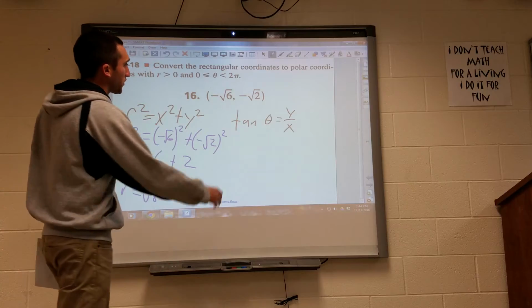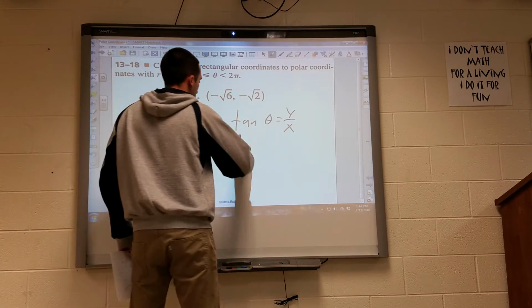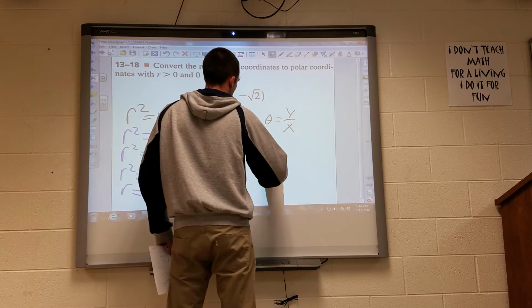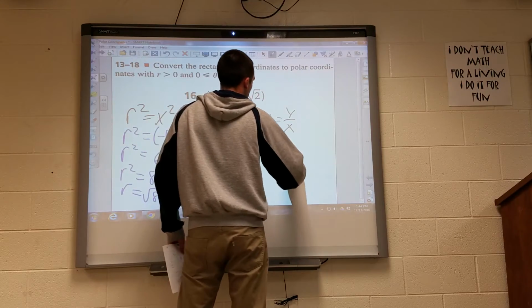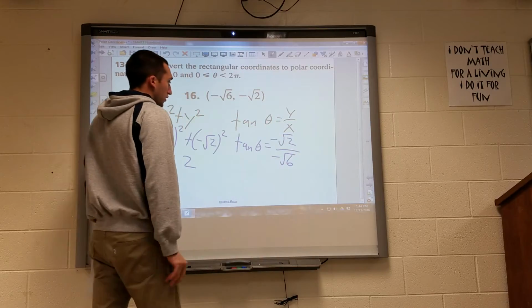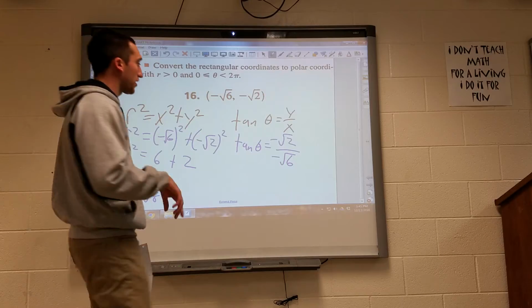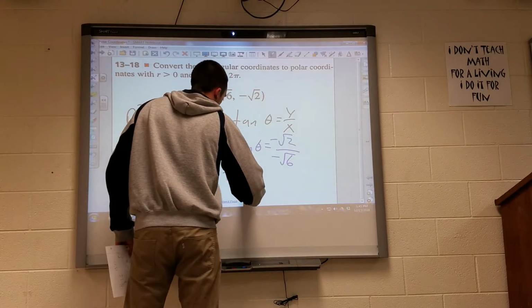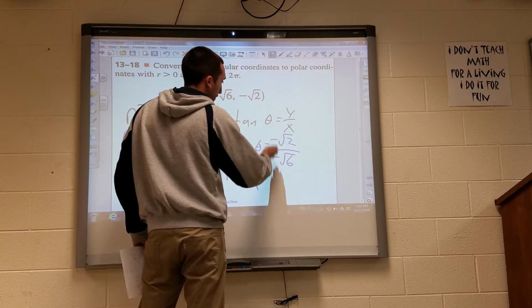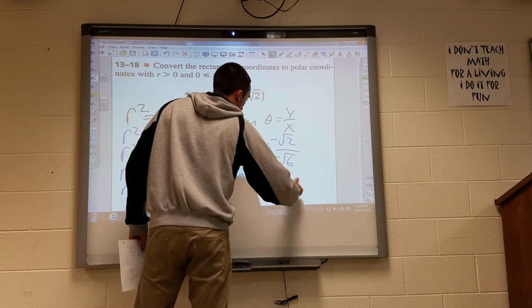And then tangent of theta is just equal to y over x. My y is negative radical 2, and my x is negative radical 6. So remember, when we're looking for an angle, you have to do the inverse tangent. So I do inverse tangent of, and the negatives cancel, so really just radical 2 over radical 6 equals theta.